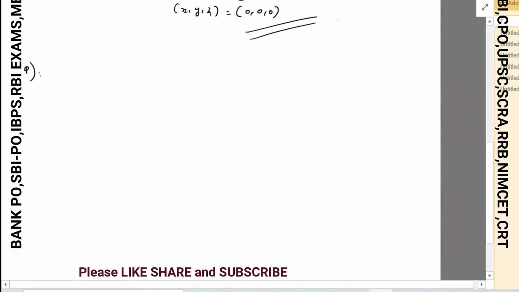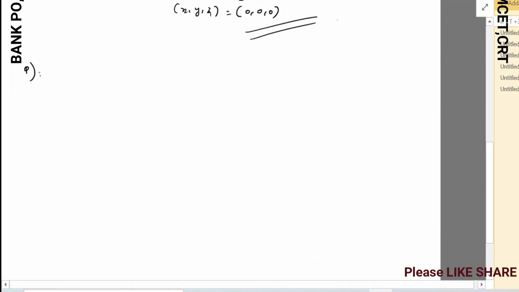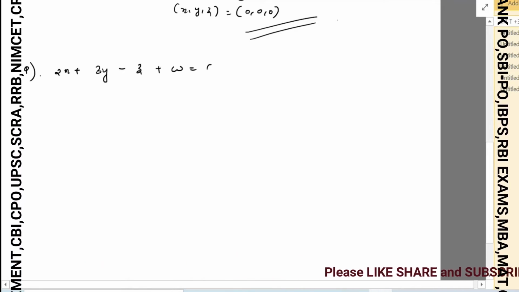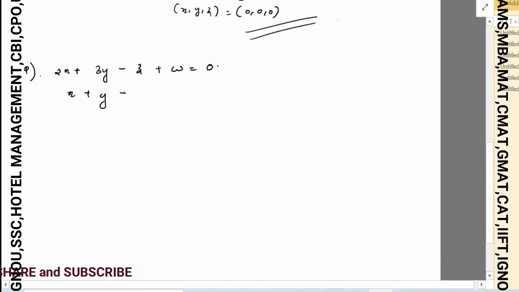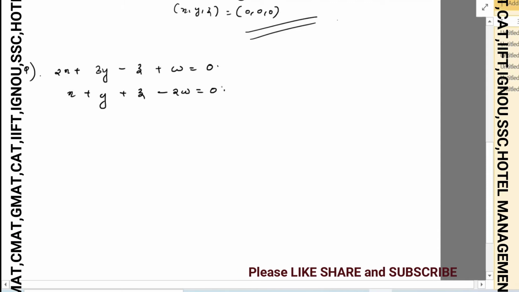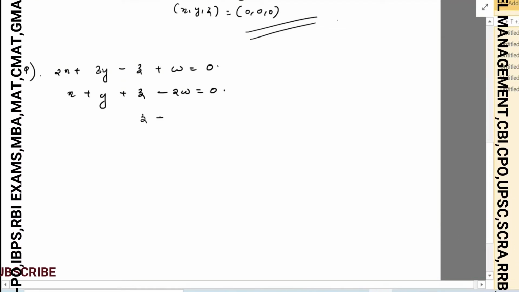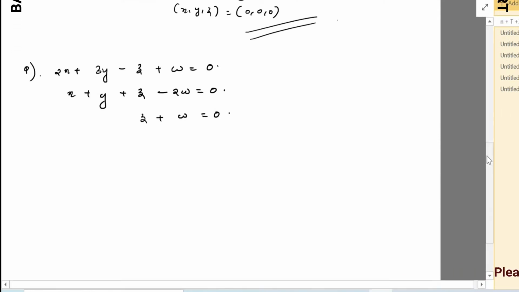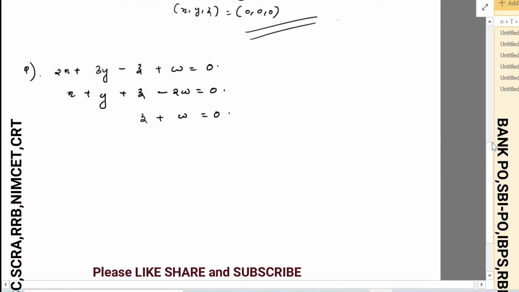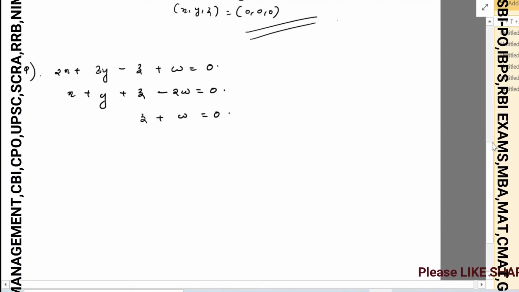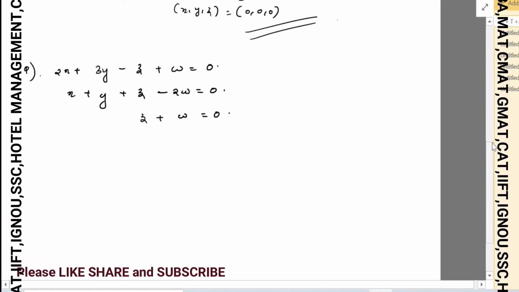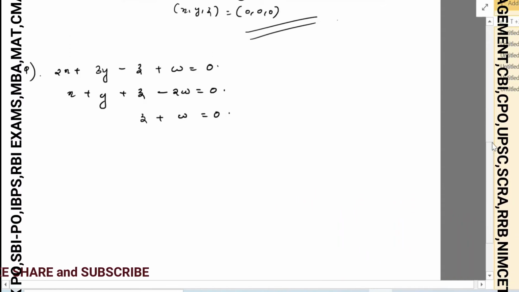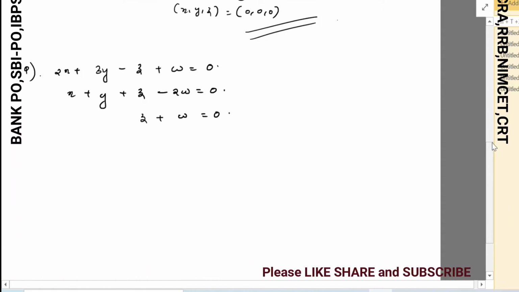Another example. Okay. Another homogeneous system is given. The equations are 2x plus 3y minus z plus w equal to 0, x plus y plus z minus 2w equal to 0, z plus w equal to 0. So there are 3 equations and totally there are 4 variables. So we need to check whether it has infinite solution or trivial solution.